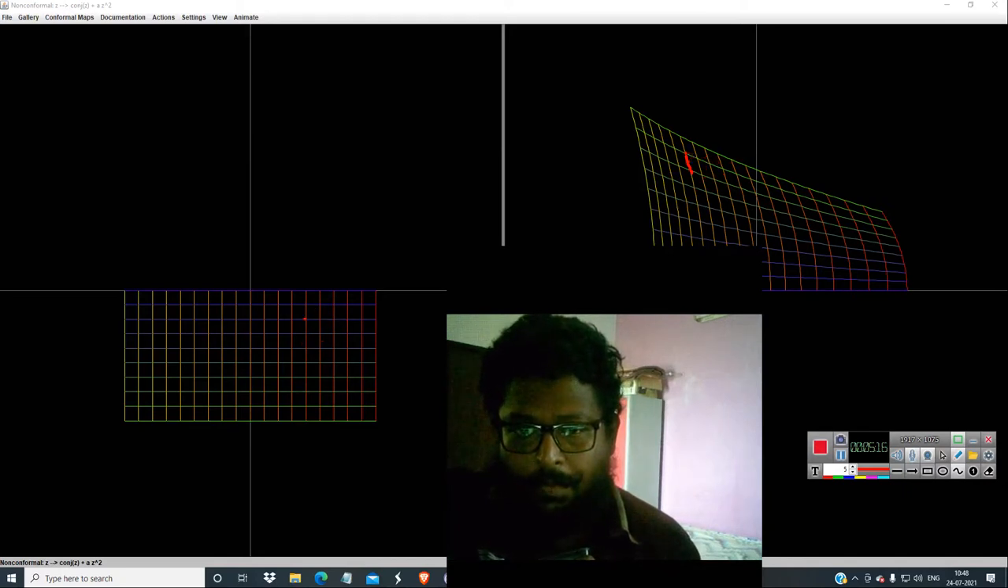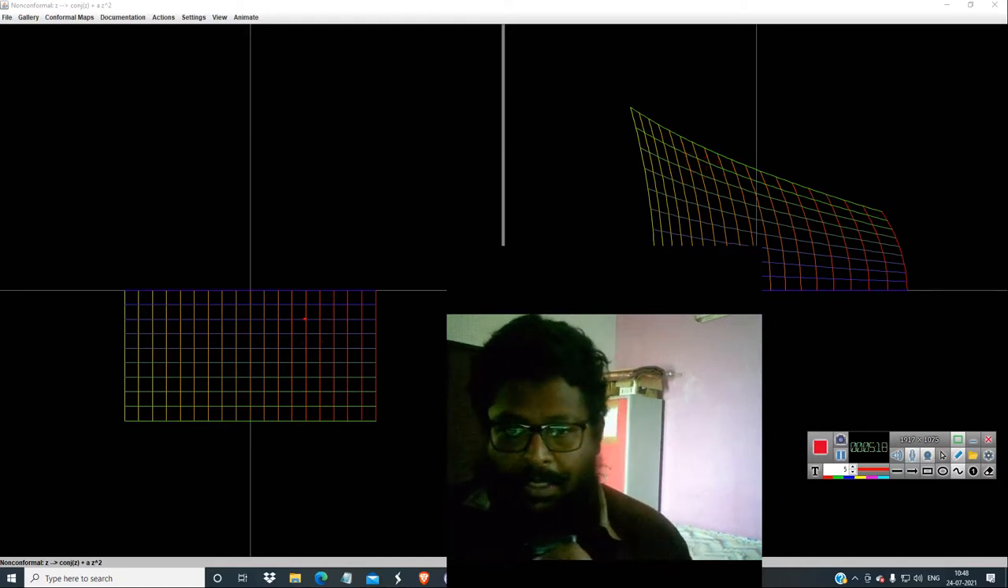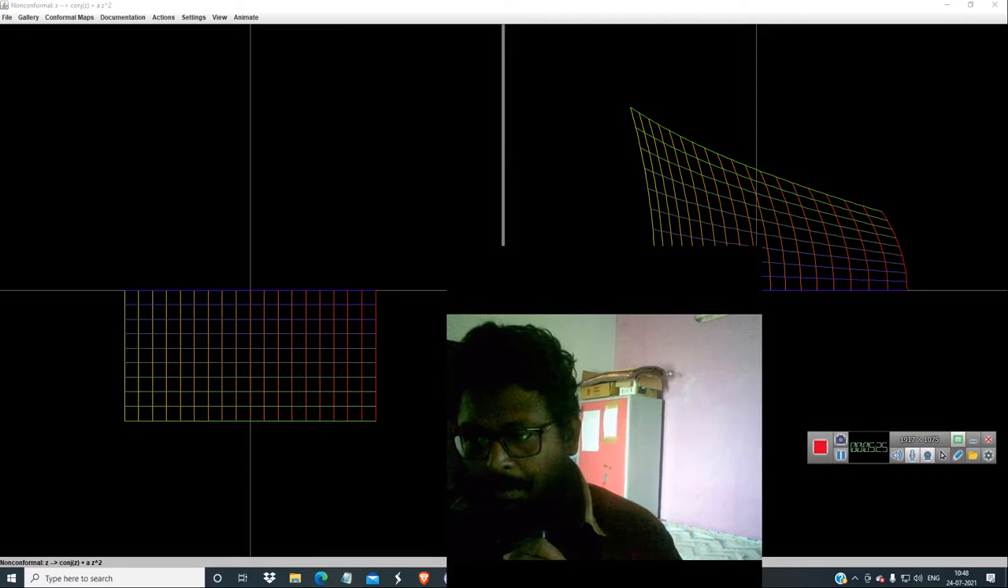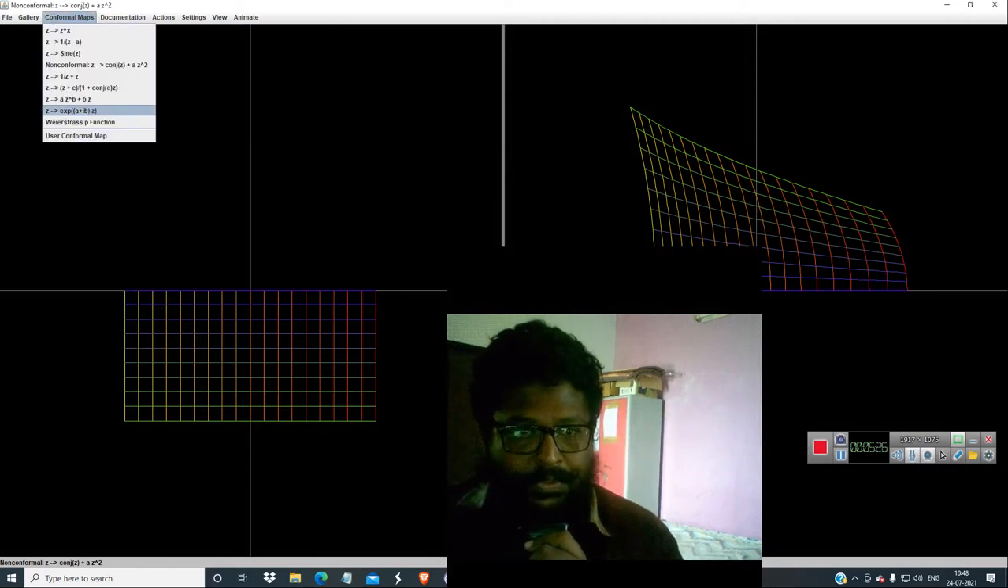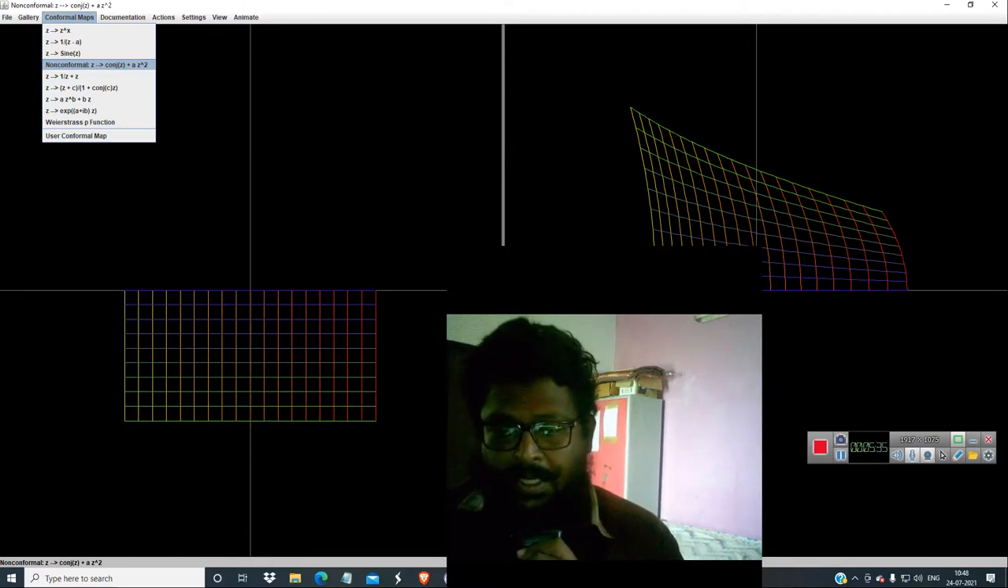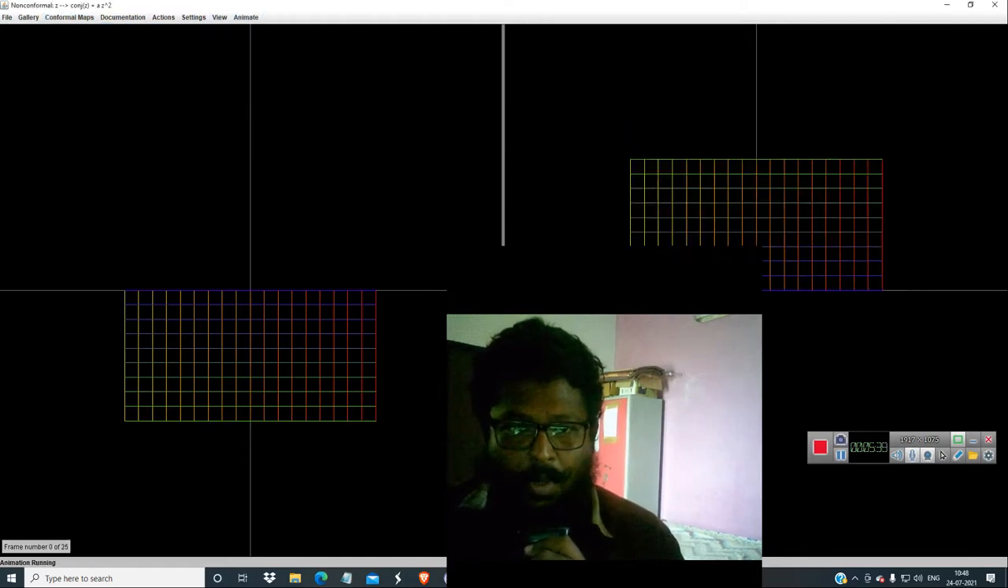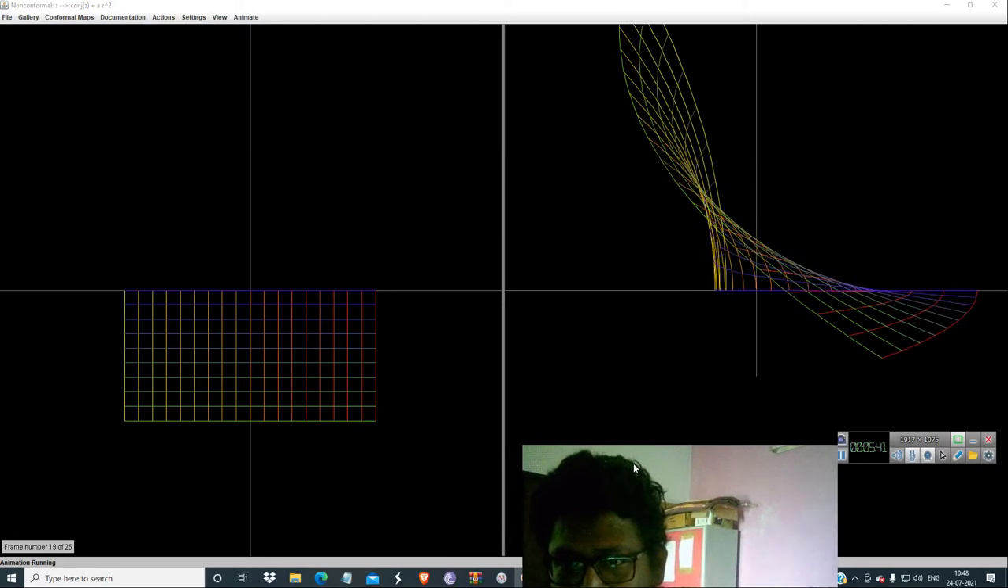So what could be the non-conformal mapping formula for that? It is simply the conjugate of z plus a into z squared. Okay, dear, I could not understand this. What if we morph this? It just turns into a very different one.